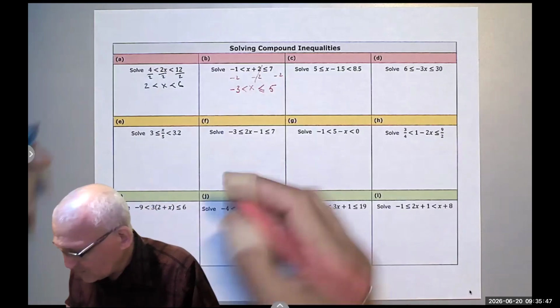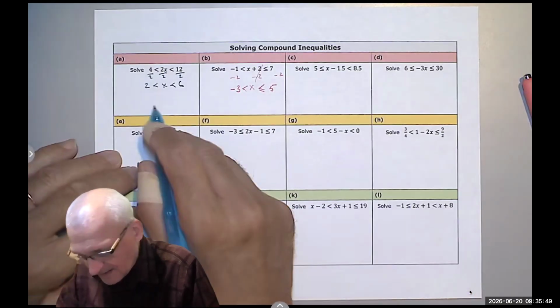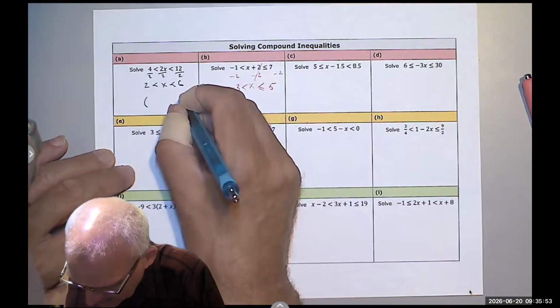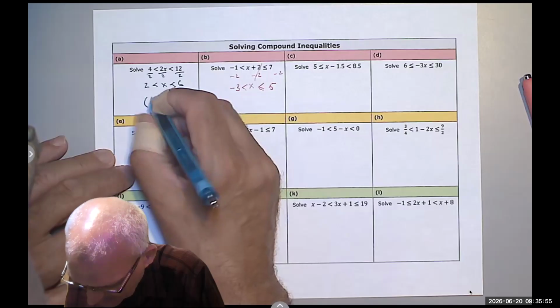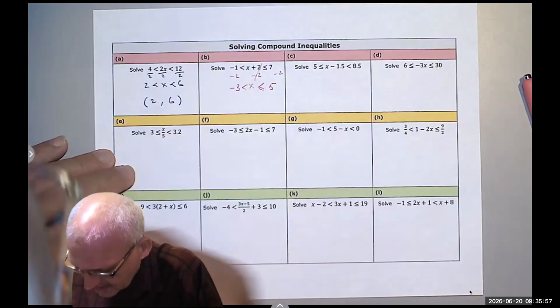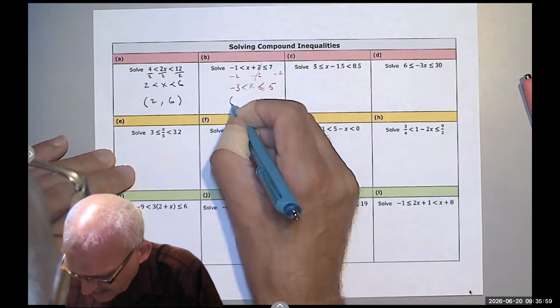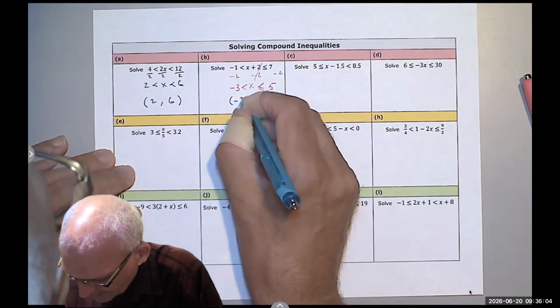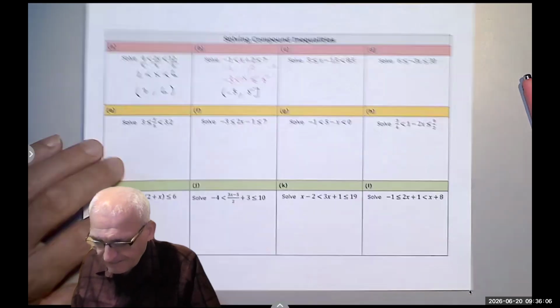And again, if you want to write that in interval form, I would write this between parentheses 2 comma 6. And here I have a parenthesis on the left-hand side and a bracket on the right-hand side, -3 comma 5.